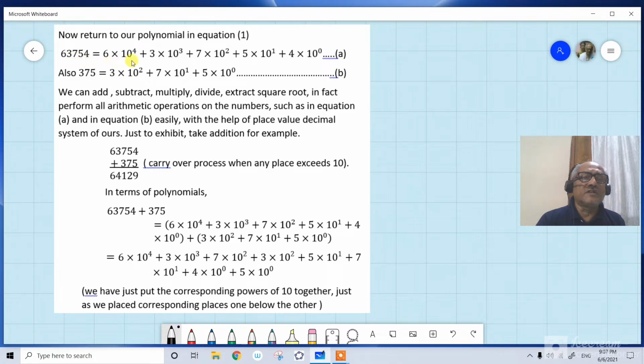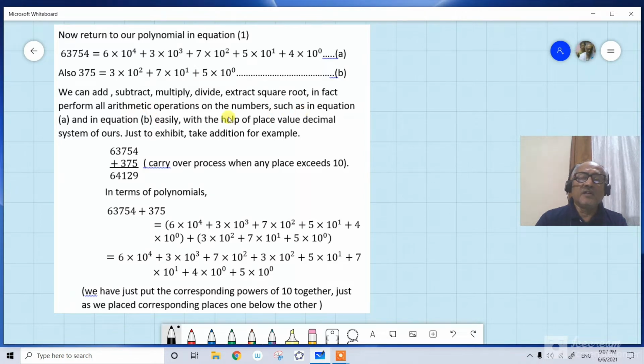63,754 is equal to 6 into 10 to the power 4 plus 3 into 10 to the power 3, etc. And take another number 375, that is 3 into 10 to the power 2 plus 7 into 10 to the power 1 plus 5 into 10 to the power 0. So these are the two polynomials A and B. We can add, subtract, multiply, divide and extract square root.